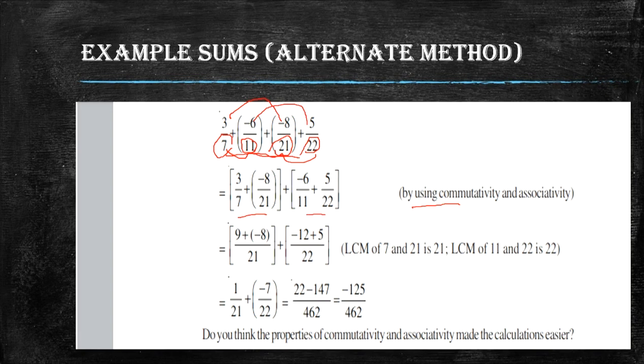See, what is the LCM for 7 and 21? It is 21, of course. And what is the LCM for 11 and 22? 22. If you calculate, you get the answer as minus 125 by 462, which is the same as the previous one, but it takes a lengthy process. But by using the properties here, commutative and associative, it makes the calculations easier.